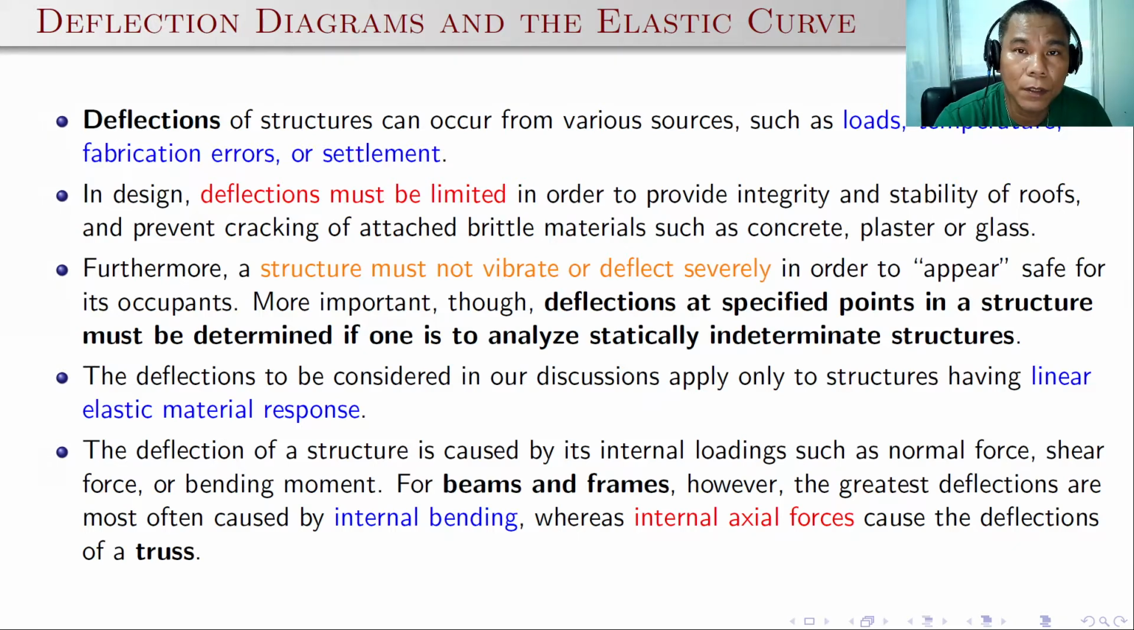The deflection of a structure is caused by its internal loading, such as the normal force, the shear force, or the bending moment. For beams and frames, however, the greatest deflections are most often caused by the internal bending, whereas internal axial forces cause the deflections of a truss.